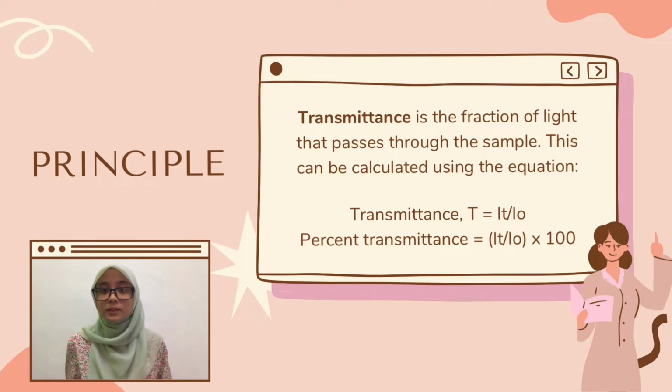Next, what is the principle that was used while conducting the experiment? It is called transmittance. So, what is transmittance? Transmittance is the relative amount of light that passes through the sample. This can be calculated using a formula where I_T is divided by I_0. Bear in mind that in order to calculate the absorbance, we are going to use percent transmittance, where we just need to multiply the value of transmittance we got by 100.